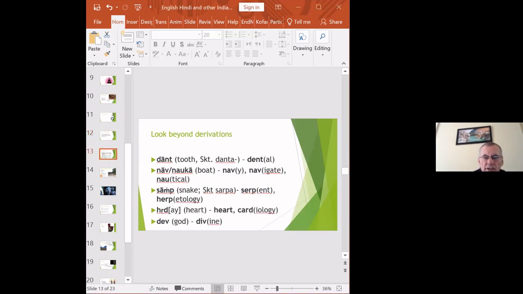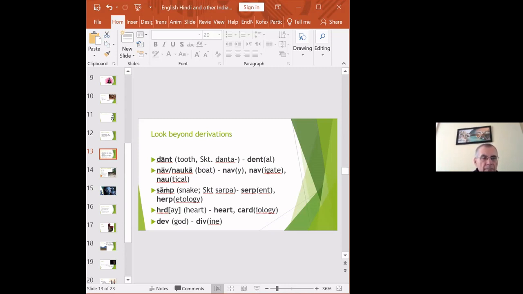Now, the shared nature of many words becomes visible when you look beyond derivations. For example, dant, meaning tooth, Sanskrit danta, is related to the root of dental. Nao or nauka, both shared in Sanskrit and Hindi, are related to navy, navigate, nautical. Samp, Sanskrit sarpa, is related to English serpent, or the study of reptiles, herpetology, and the herp.